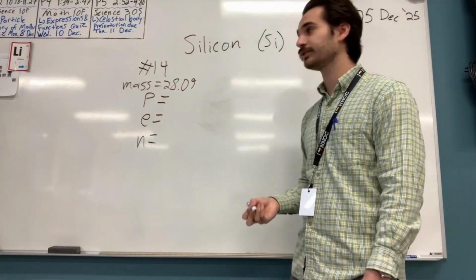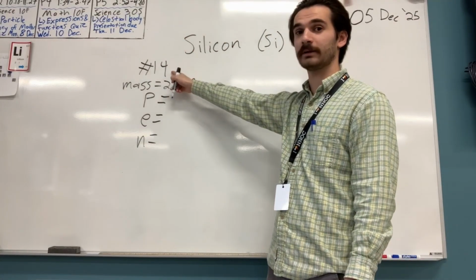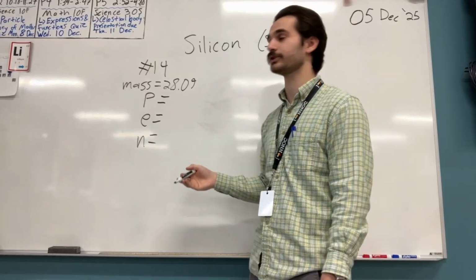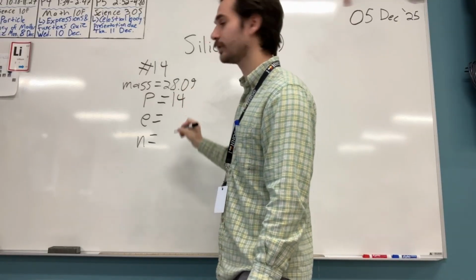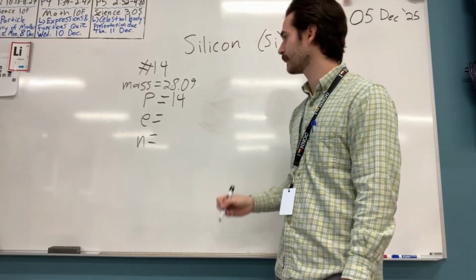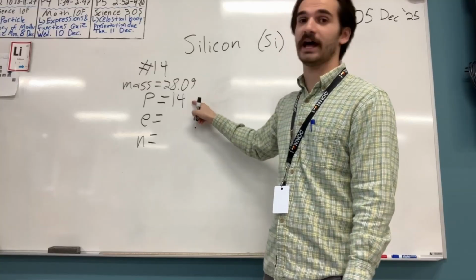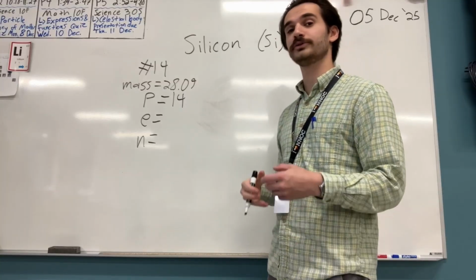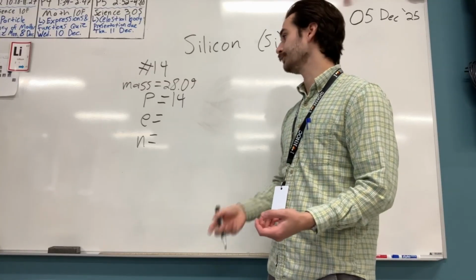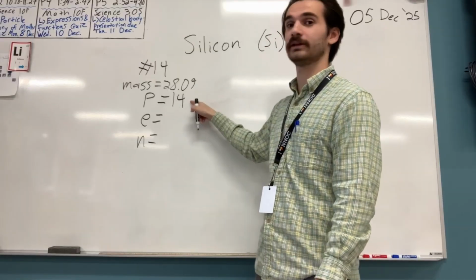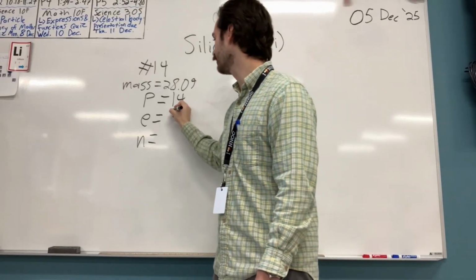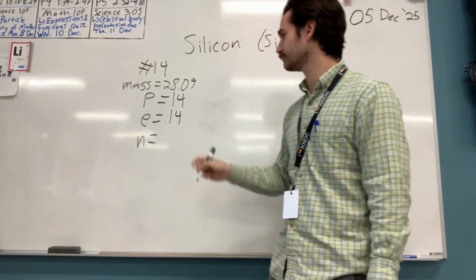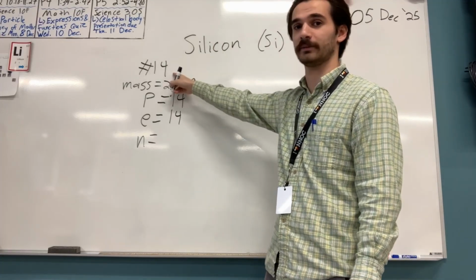Now the number of protons is easy. It's the same thing as the atomic number. The atomic number is always the number of protons. So we have 14 protons in a silicon atom. The electrons is going to be the same as that, because when we're doing diagrams, we're always doing diagrams of neutral atoms. Neutral means the electrons cancel out the protons. So we're going to have 14 electrons as well. Same number here. All comes from the atomic number.